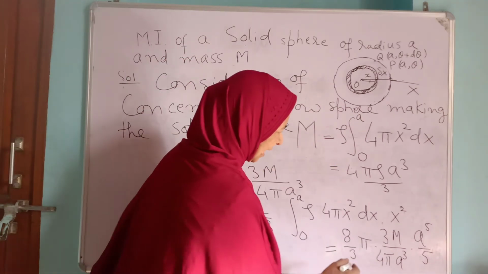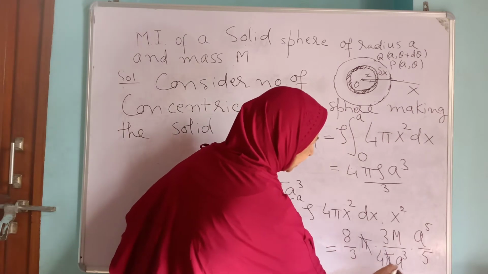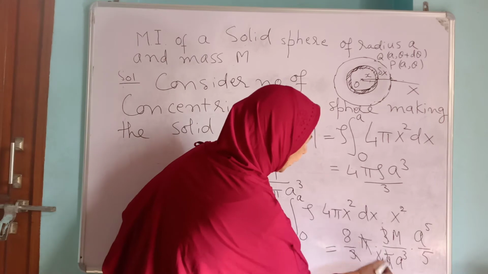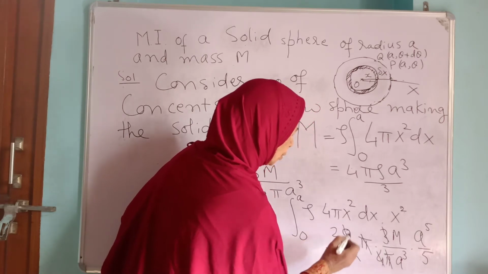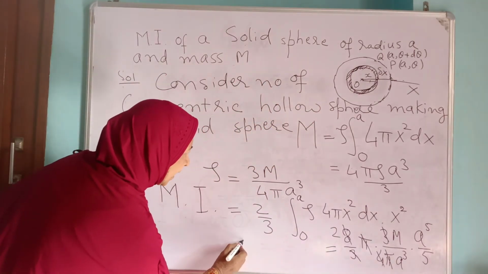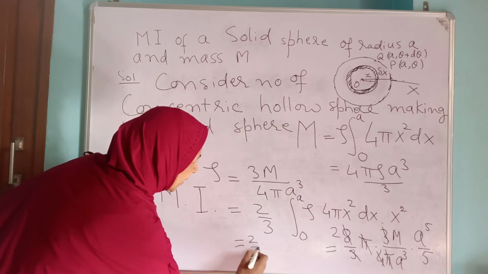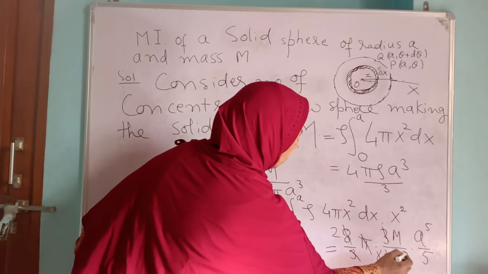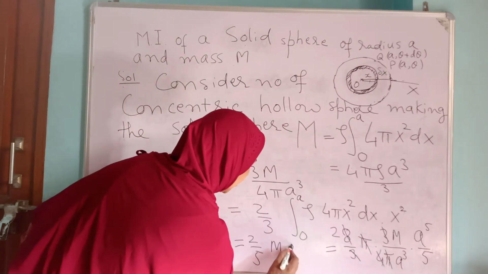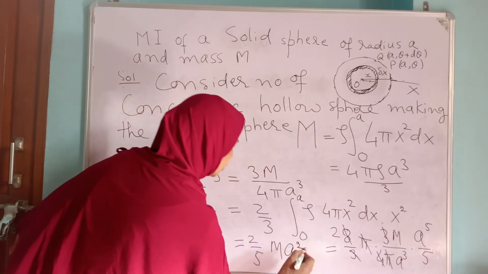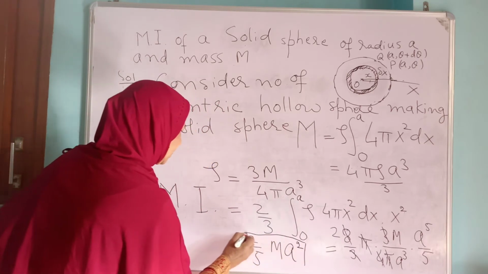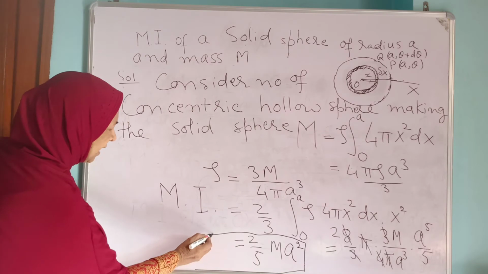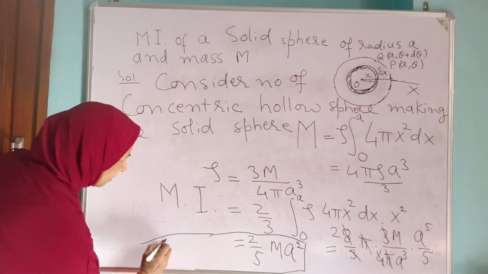So let us see what happens. Pi cancels, 3 cancels, and 4 gives you 2. So this is 2 by 5 m. What happens to a? It is a square, because the cube cancels. So this is the final result, the moment of inertia of a solid sphere.